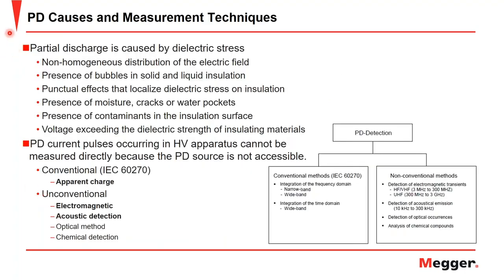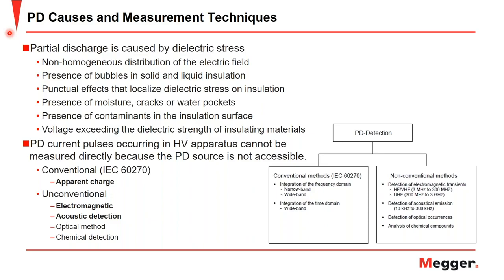Moving on, we have partial discharges, causes and measurement techniques. There are many different ways that partial discharge can be caused, but they all come down to dielectric stress. And this can come in the form of non-homogeneous distribution of electric field, the presence of bubbles in solid and liquid insulation, punctual effects that localize dielectric stress on insulation, presence of moisture, cracks or water pockets, presence of contaminants on the insulation surface, as we saw in the instance of surface discharging, or just the voltage exceeding the dielectric strength of the insulating material.